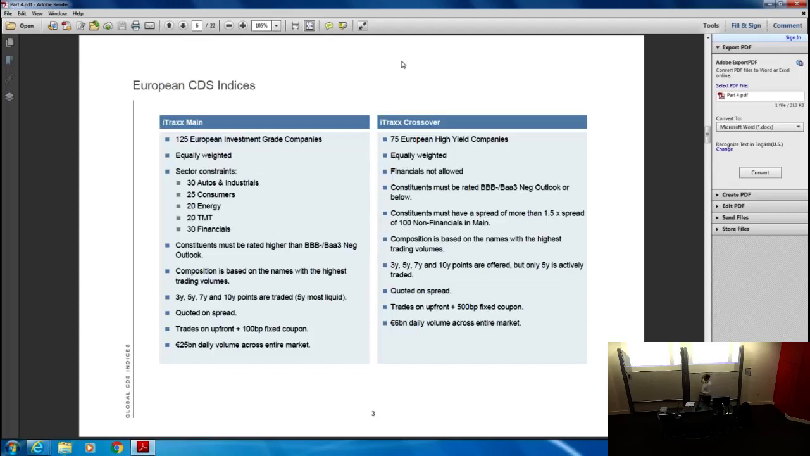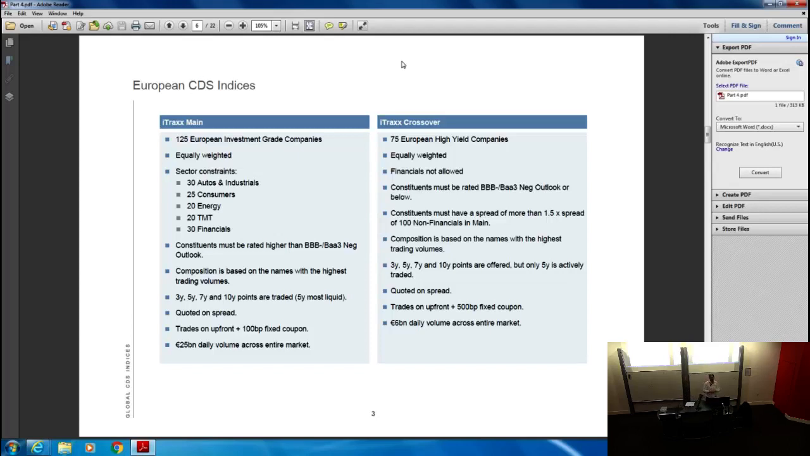Constituents, in order to enter, need to be investment grade. Investment grade basically means BBB minus or higher. If they're BBB minus on negative watch or negative outlook, then they're eligible for the crossover index, and that means that they're no longer eligible for the IG index itself.